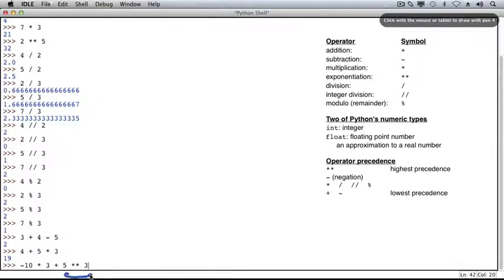5 will first be taken to the power of 3 because exponentiation has the highest precedence. Then over here, the negative sign applies to the 10 first, and the result, negative 10, is multiplied by 3. Finally, these values are combined using the addition.